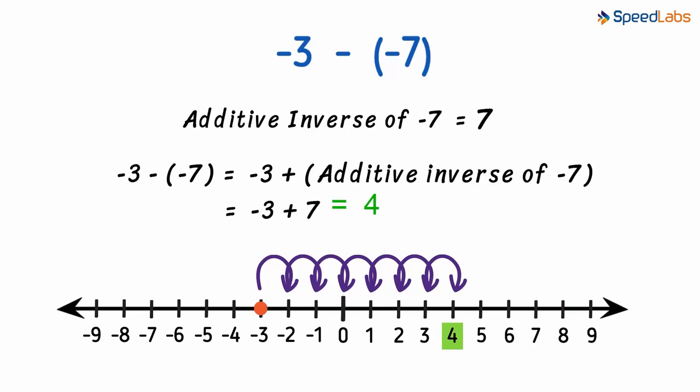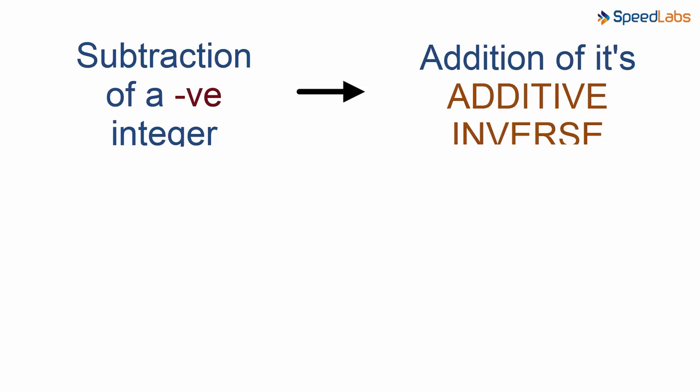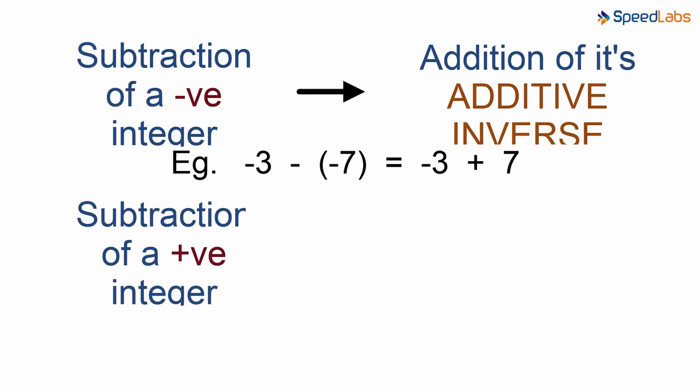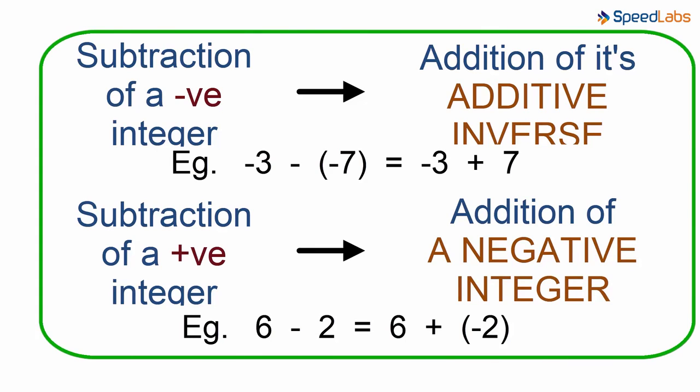So there are 2 things we understood regarding subtraction of integers. Subtraction of a negative integer is the same as adding its additive inverse. And subtracting a positive integer is the same as adding a negative integer. With all this understanding, we can now work out the problems of addition and subtraction of integers easily.